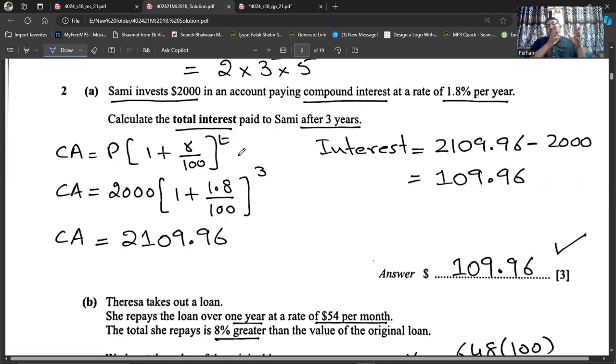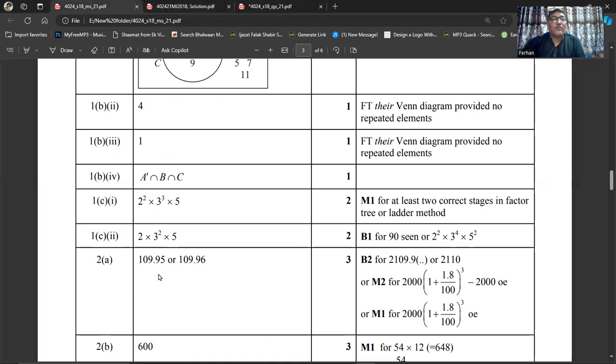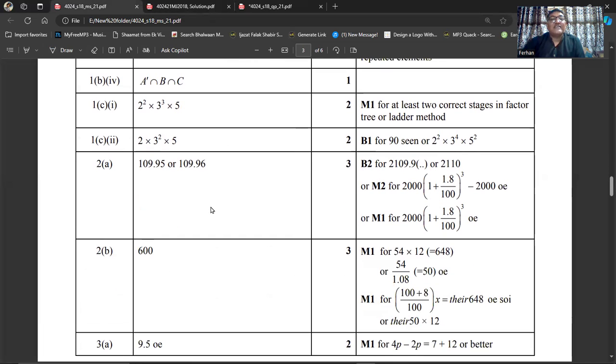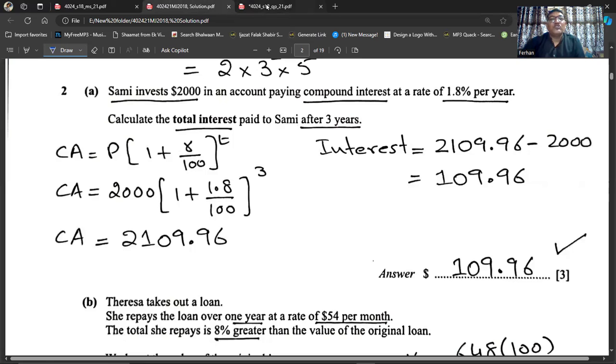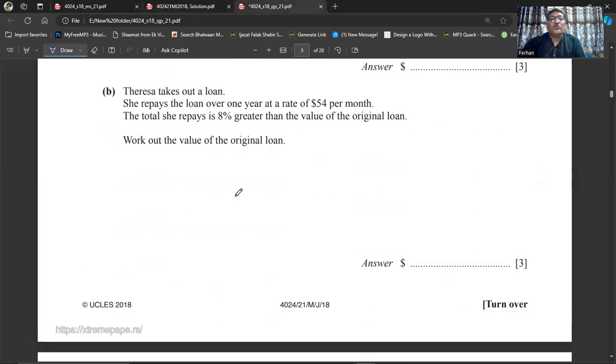So from the compounded amount, subtract the principal amount, and you will get the compound interest, or the total interest. So 2109.96 minus 2000, and it will be $109.96. So $109.96 is the interest, and that is the right answer, sir. You can look at the marking scheme. This is my solution.